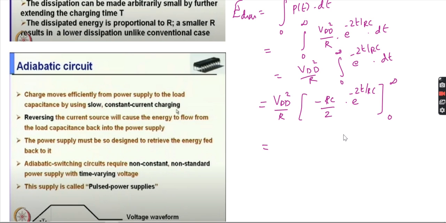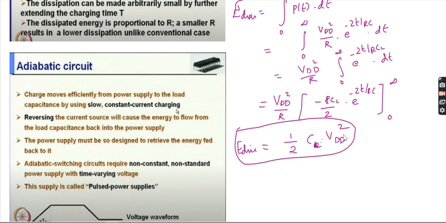When I apply the limit, finally I will get 1 by 2 CL into VDD square. Here C is nothing but your load capacitance, that is why I can say CL. Simple. As per this circuit, I can say CL into VDD square by 2 is the energy dissipation. Now, from this, we can make an observation. What is the observation I can make from this?